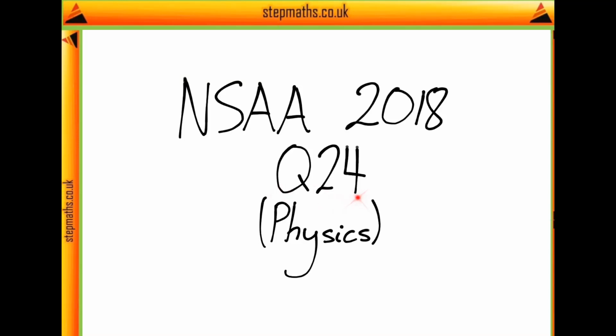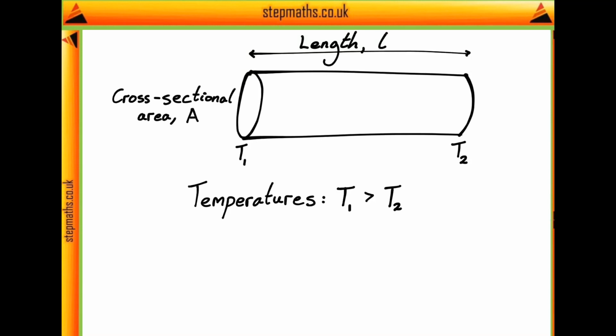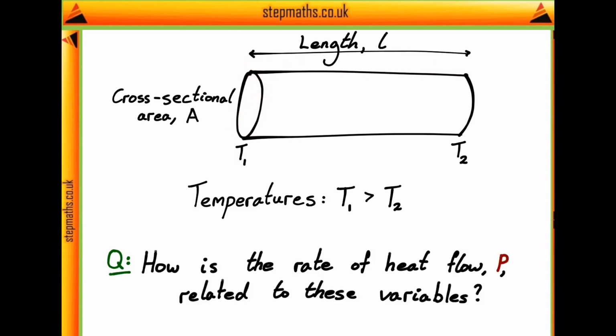Here we're going to look at question 24 from the NSAA 2018 paper. In this question, we're told that we have a metal rod which has a temperature of T1 at one end and a temperature of T2 at the other end, where T1 is greater than T2. We're also told the cross-sectional area of our rod is A, and that the rod has a length L. The question asks us to find how the rate of heat flow, which we're calling P, is related to each of these variables.